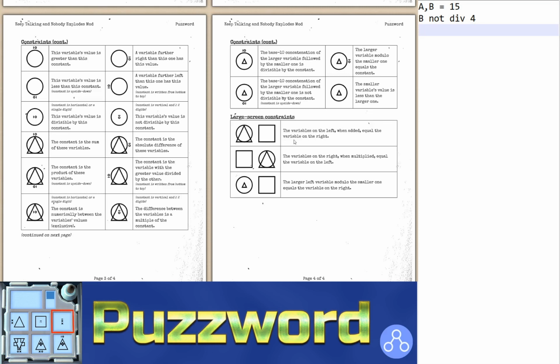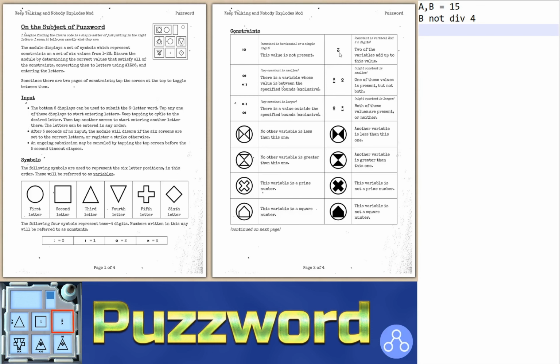Then we have a vertically written number, which is this one here. Two of the variables add up to this value. We've had that constraint before. So we have 1, 3, 3, which is of course 16 plus 3 times 4 plus 3. 16 plus 12 is 28, plus the 3 is 31. So I think that's a 31. So we have a sum of 31 somewhere.